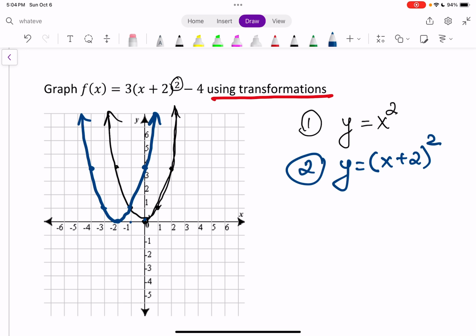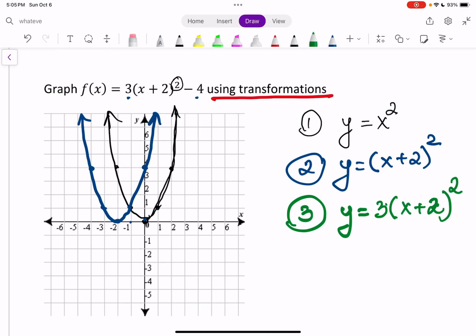I see a 3 multiplied to this parentheses and then minus 4. Of course, y transformations have to be performed in the order of operations, so I'm going to do the multiplication by 3 first.